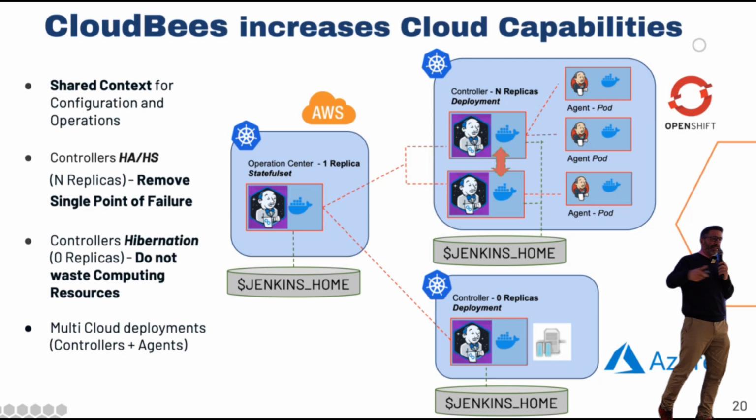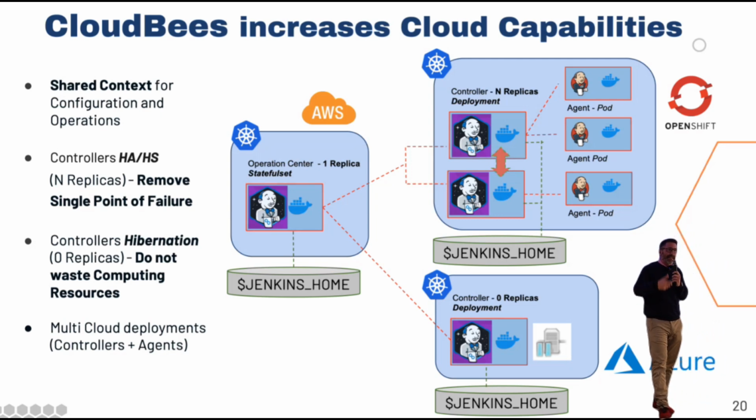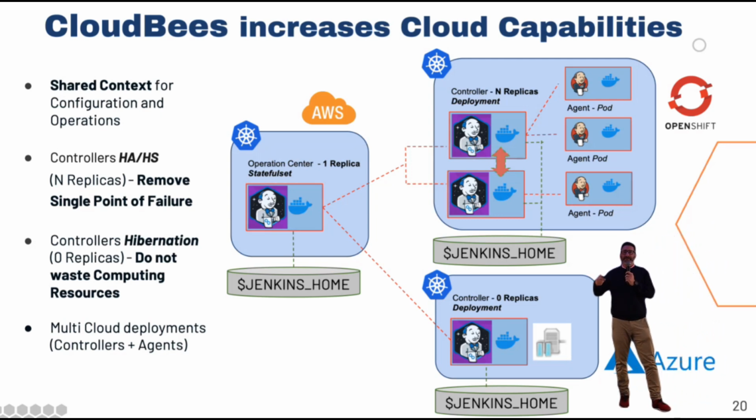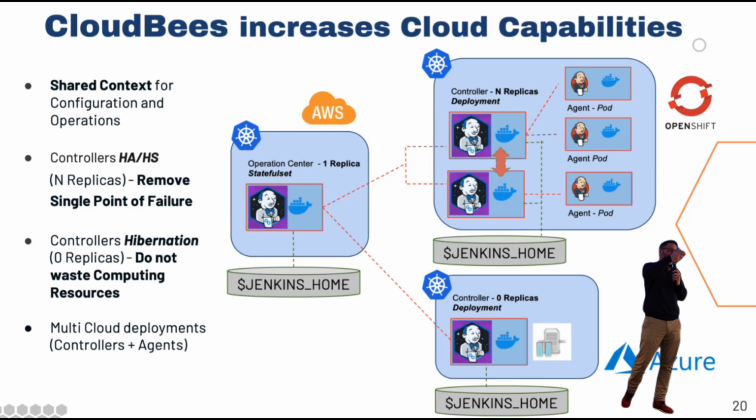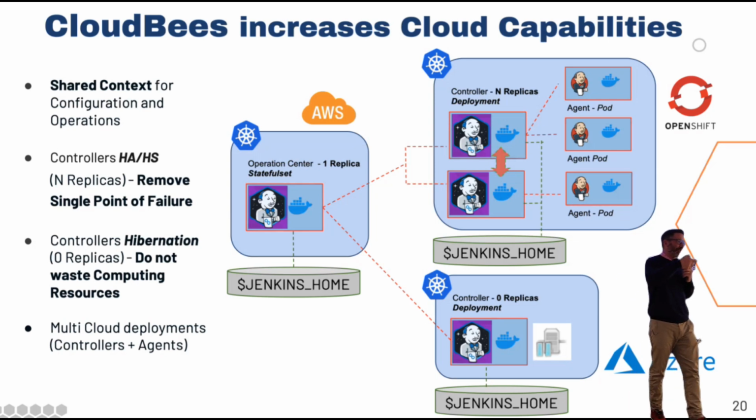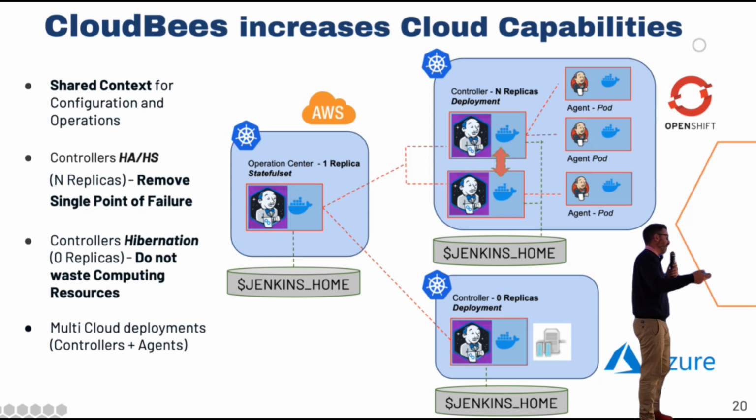Why do you want to have them connected together? For things like SSO, for things like having a Kubernetes template library for deploying your agents, for things like credentials.